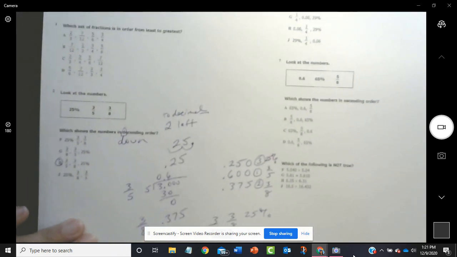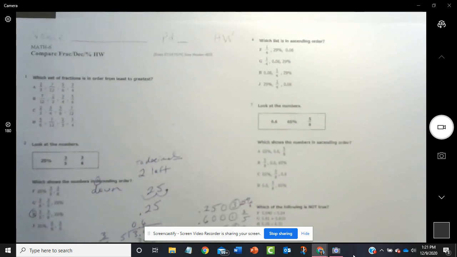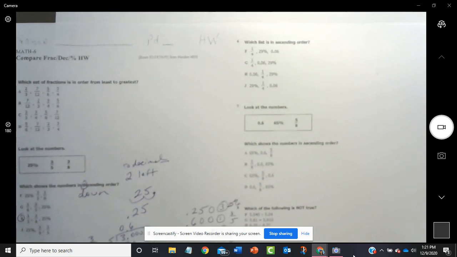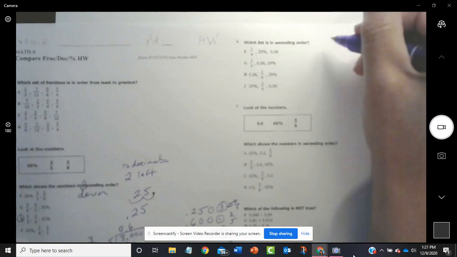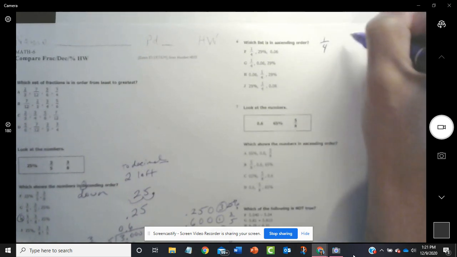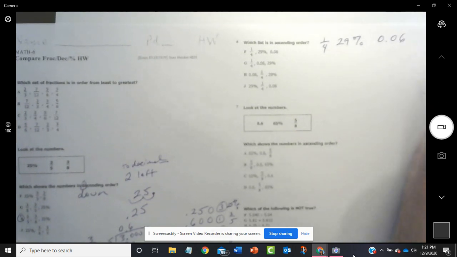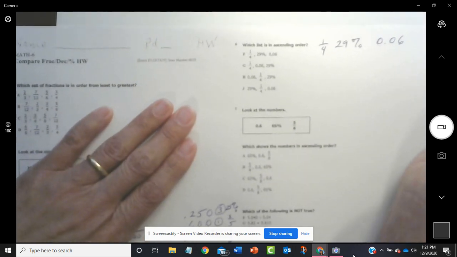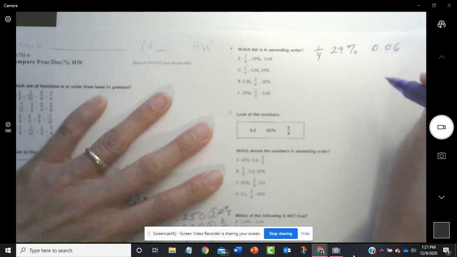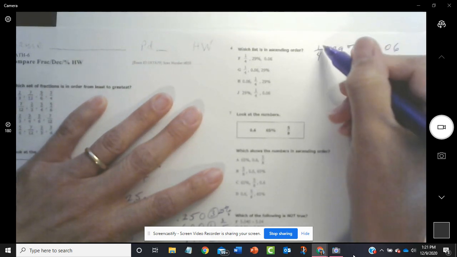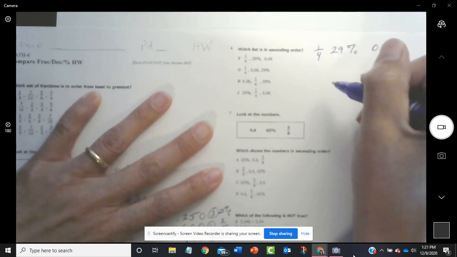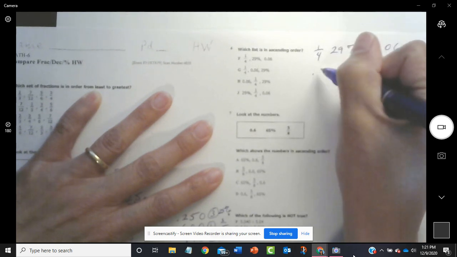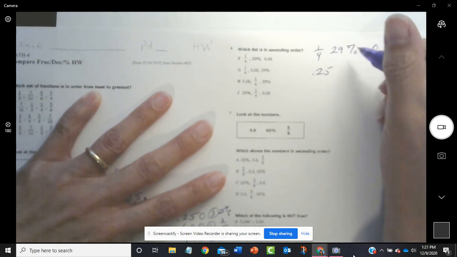Let's look at another example. This one says, which list is in ascending order? So I have the values 1/4, 29%, and 0.06. We're going to turn all of them to the same format. We're going to turn them all to decimals. 1/4 is worth 25 cents.